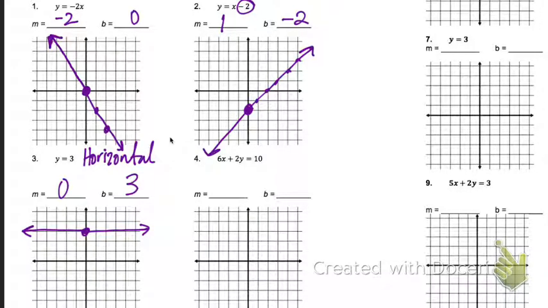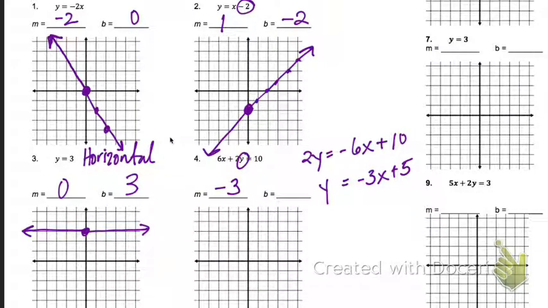Number 4. It's not in slope-intercept form, so how do I get it there? I have to get y by itself. You can move the 6x over. So 2y equals -6x plus 10. Divide everything by 2. Now my slope is what? And my y-intercept is? Good. So I'm going to put a point at 5, go down 3, over 1.